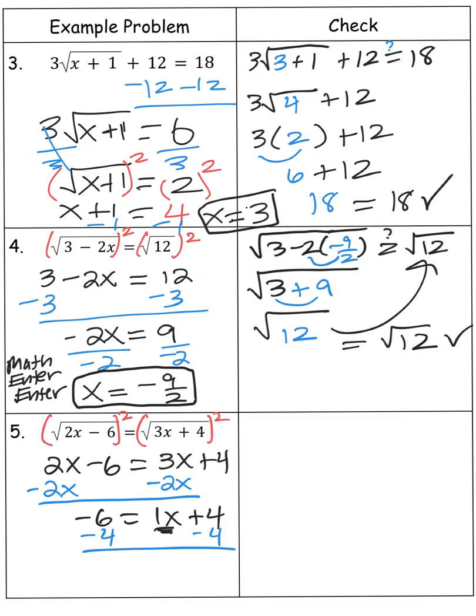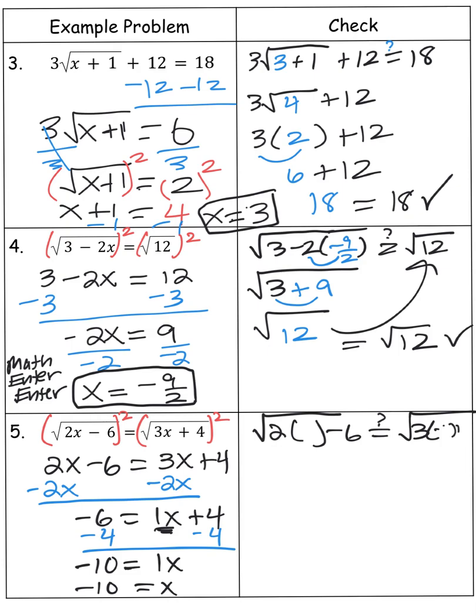So now I have negative 6 minus 4. That equals negative 10. And that equals 1x. Well, 1x is the same thing as x. So now we have the solution, x equals negative 10. Let's go ahead and check that. So we're going to do 2 times negative 10 minus 6 and hope that equals 3 times negative 10 plus 4.